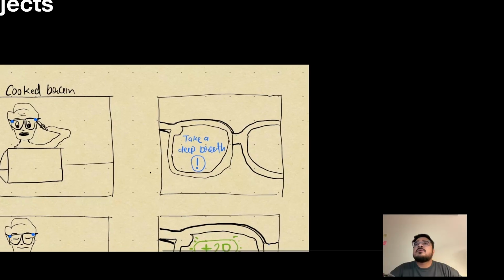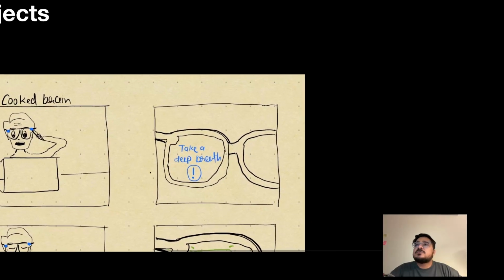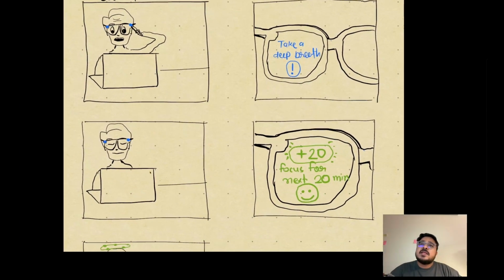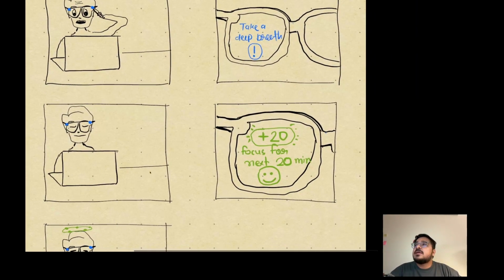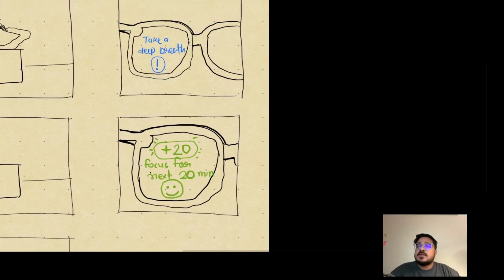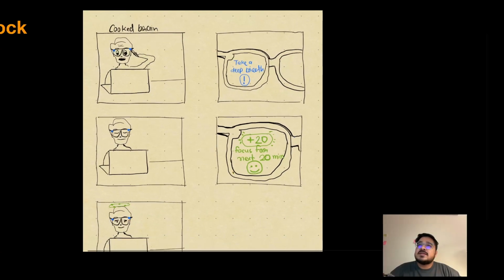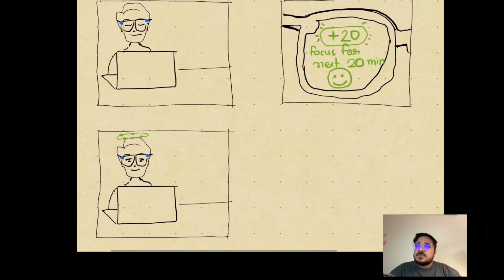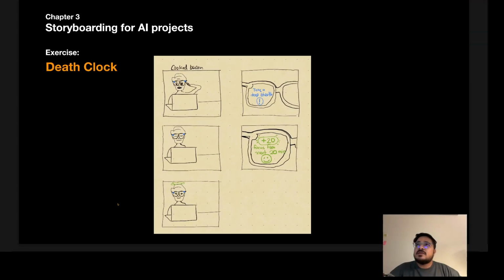And this smart glasses prompts you, okay, take a deep breath, it's needed for you at this time. Then you take a deep breath, and after some time, maybe a minute, when you open your eyes, you get some points, okay, you can focus for the next 20 minutes, really good. And then you are feeling good, focused, and you are back to work again, feeling refreshed.